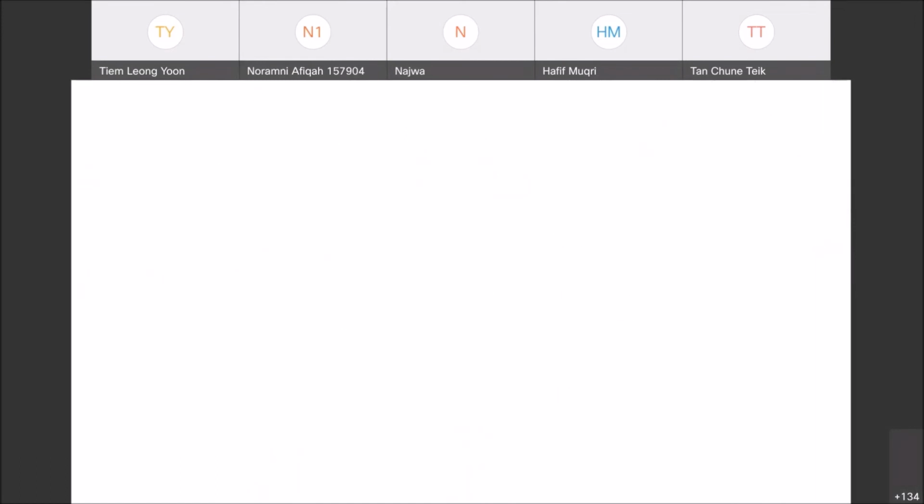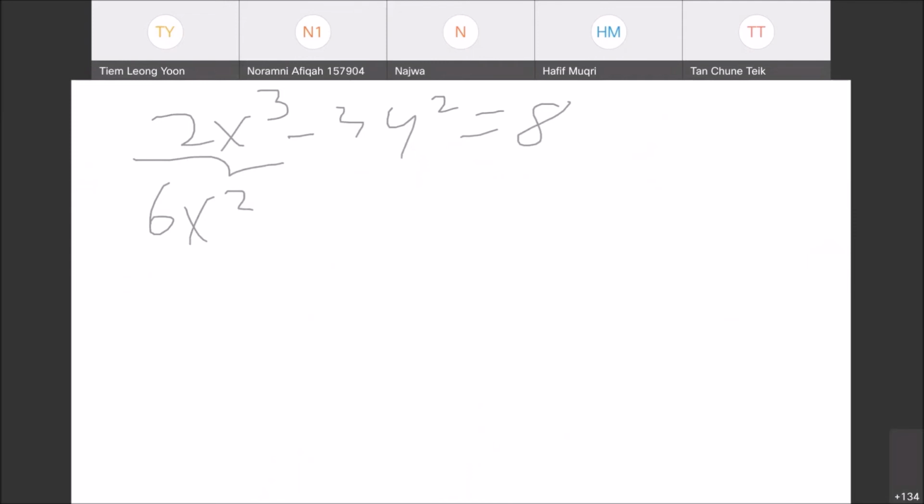Okay, so let's complete the second derivative of this expression: 2x cubed minus 3y squared equals 8. I'm going to calculate this fast. The first thing, when I take the derivative, I get 6x squared. For the second part, I get 6y dy/dx. On the right hand side, I just get 0.